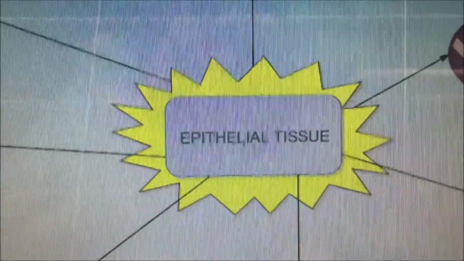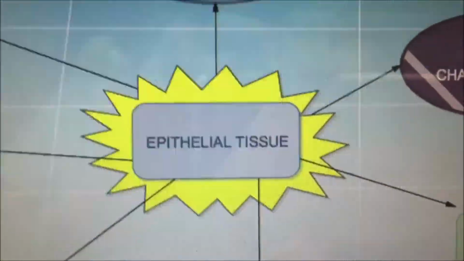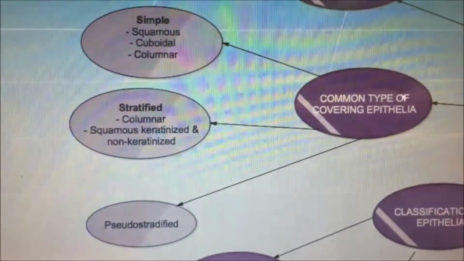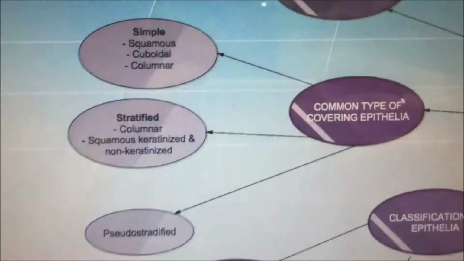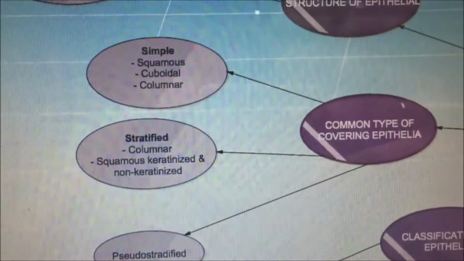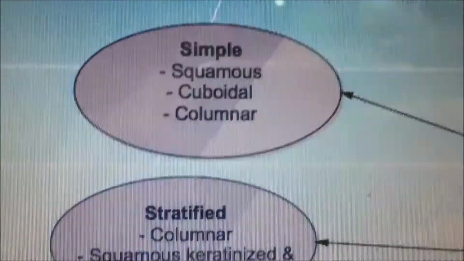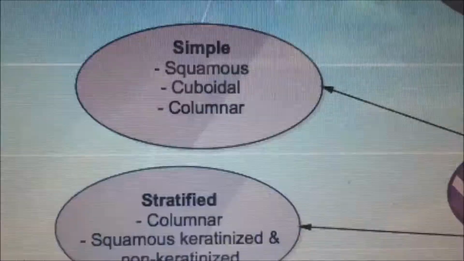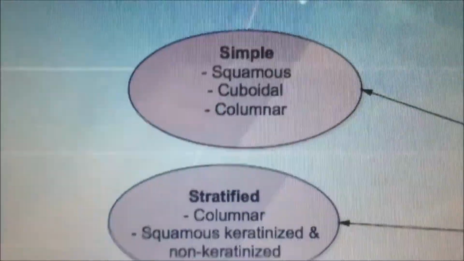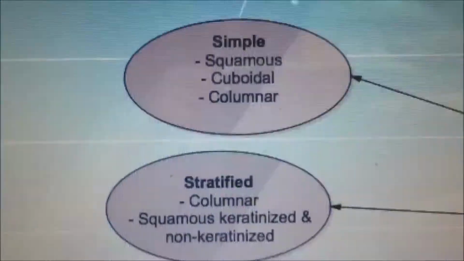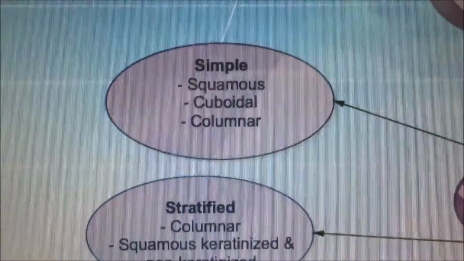Today our group will be presenting on the topic of epithelial tissue. Firstly, we will start with the common types of covering epithelia. The first common type of epithelia is the simple epithelial cell, which is a single layer of cells. Simple epithelial cells can be further classified by their shape.